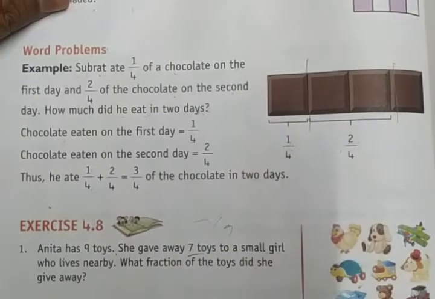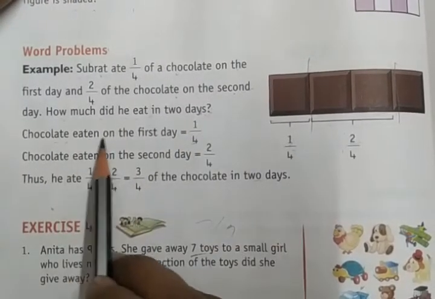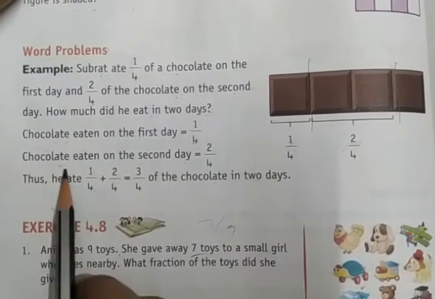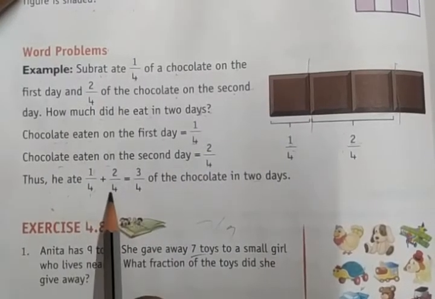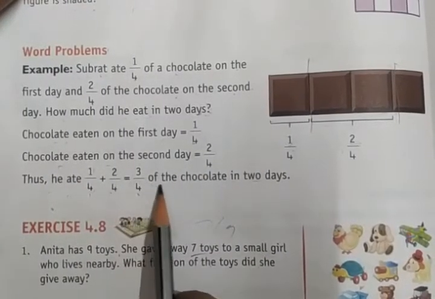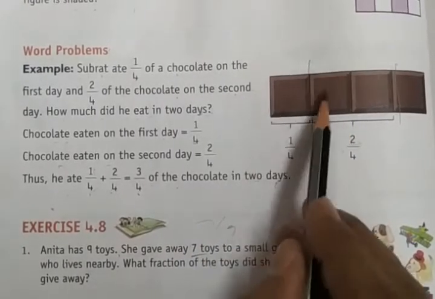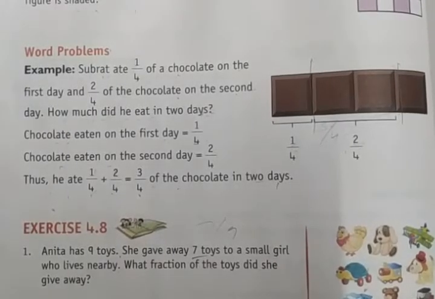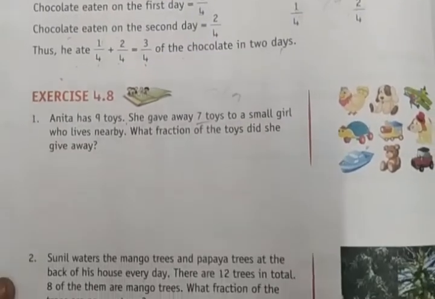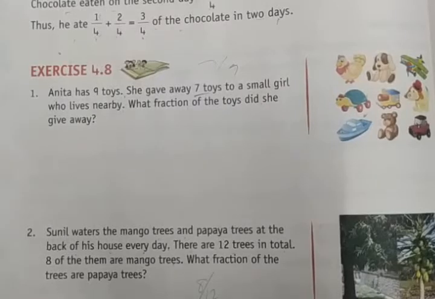So how much did he eat in 2 days? Chocolate eaten on the first day is equal to 1 by 4. Chocolate eaten on the second day is equal to 2 by 4. Thus 1 by 4 plus 2 by 4 is equal to 3 by 4 of the chocolate in 2 days. He ate 3 parts out of 4. Okay. So like this we can solve the word problems.